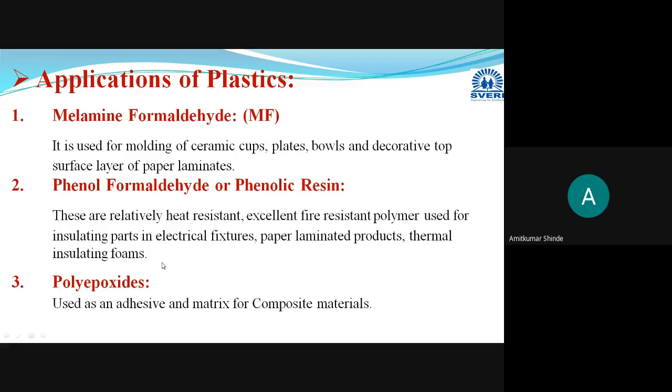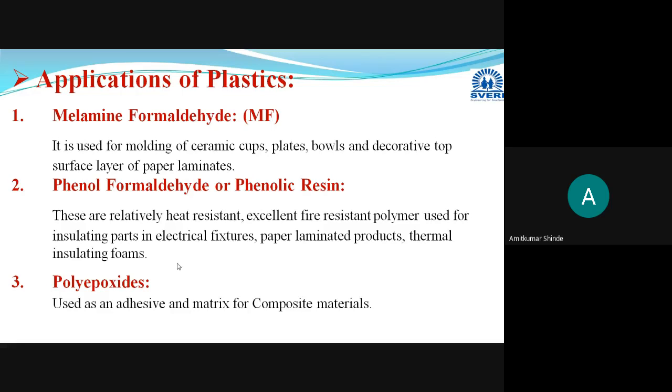It has a certain property: very high heat resistance and high fire resistance capacity. That's why it is used in the manufacturing of insulating parts in electrical fixtures, thermal insulating foams, or paper laminated products. To protect components from fire and heat, we use this phenol formaldehyde, or phenolic resin material. These are its properties, and due to them it has some important applications.